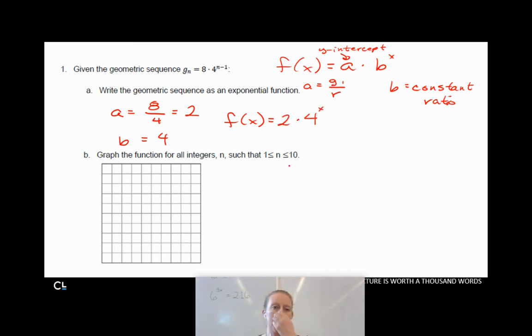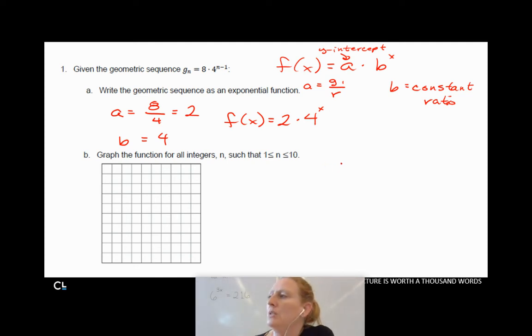There you have it. Now, part B says to graph the function for all integers n such that 1 is less than or equal to n is less than or equal to 10. That looks complicated, but all it's asking you to do is graph the function, and they're suggesting that you use the numbers 1 to 10 to plug in and sort it out. I'm going to keep in mind that it was n minus 1 to get x. Do you notice that? The x is n minus 1.